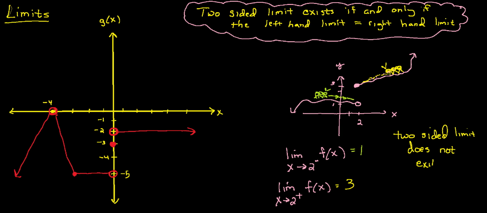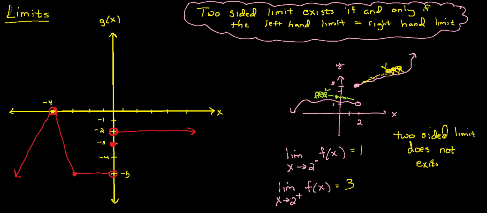exist. And it doesn't exist because our two hands don't meet up. You know, you want your left and your right to come in and say hello, shake hands. They don't do that. They don't meet. My little bugs here do not meet. One's way up high, one's way down low. And so the two-sided limit does not exist.